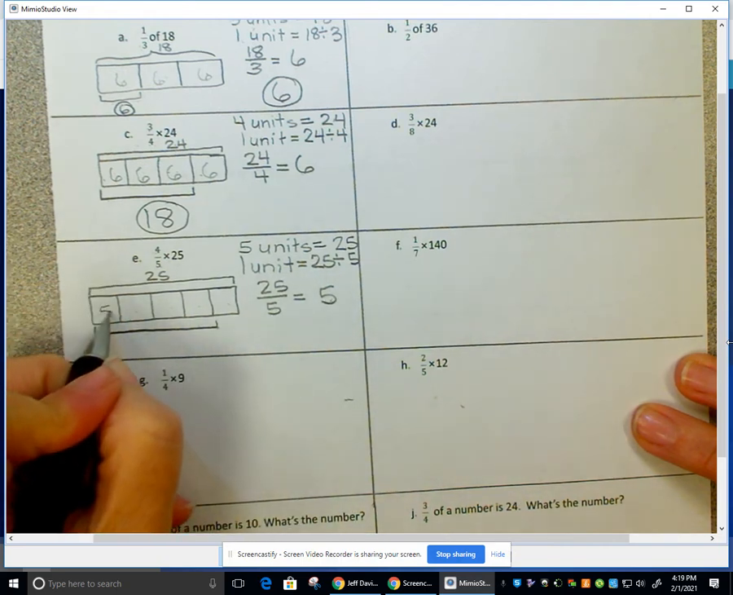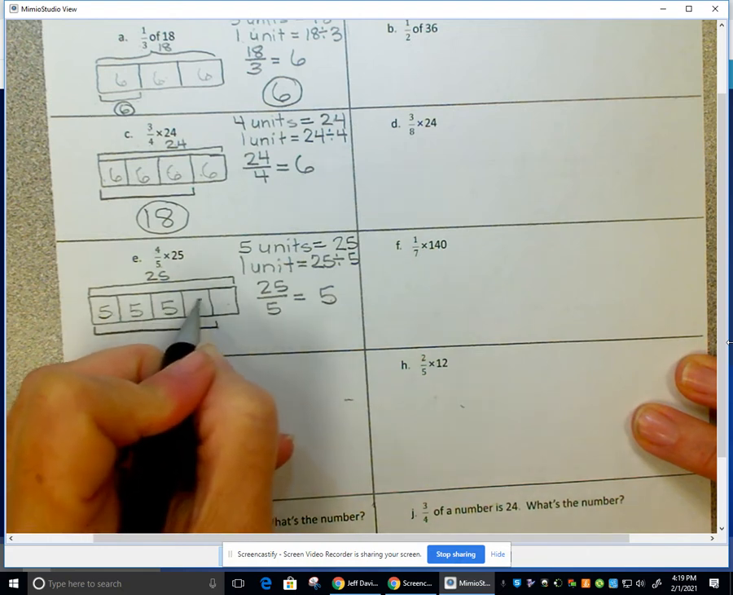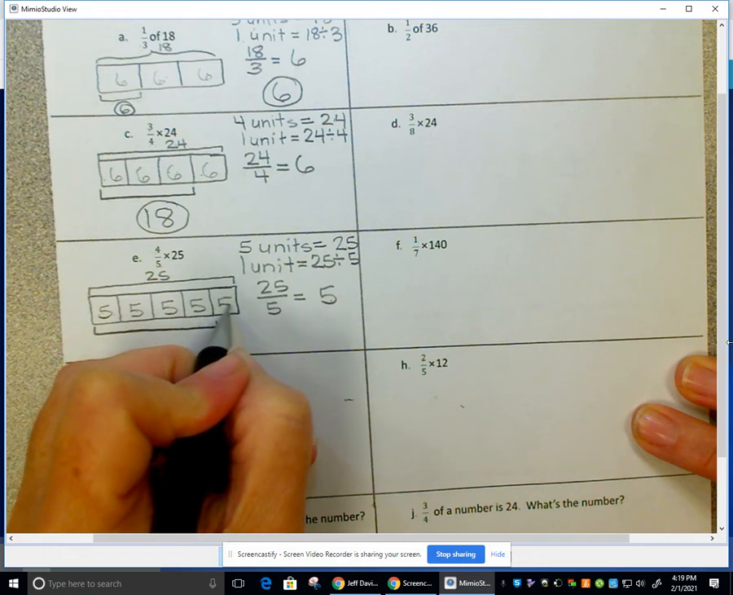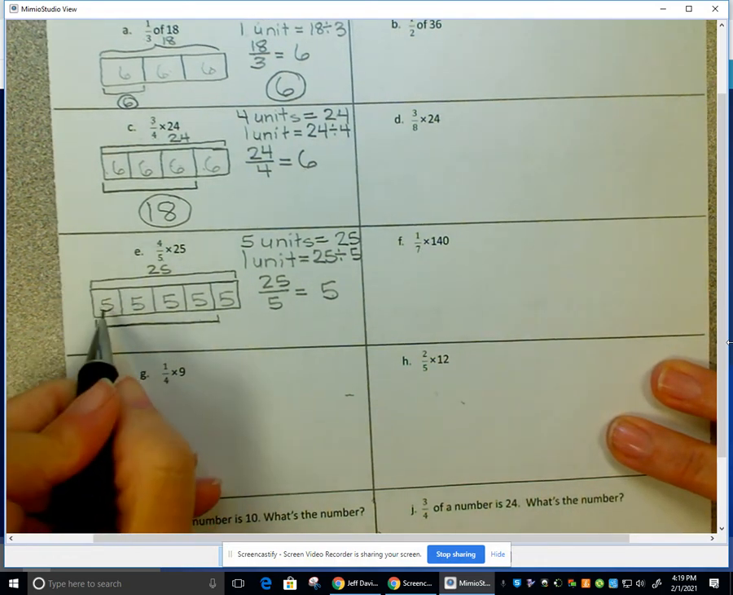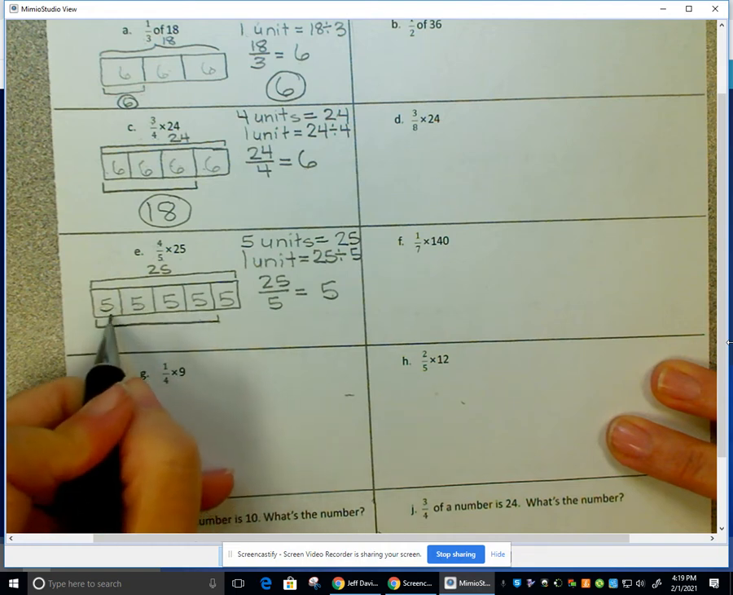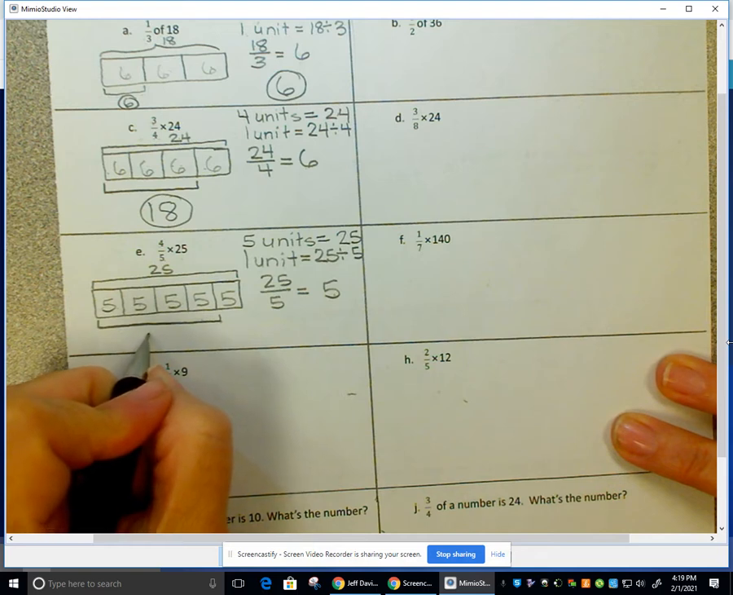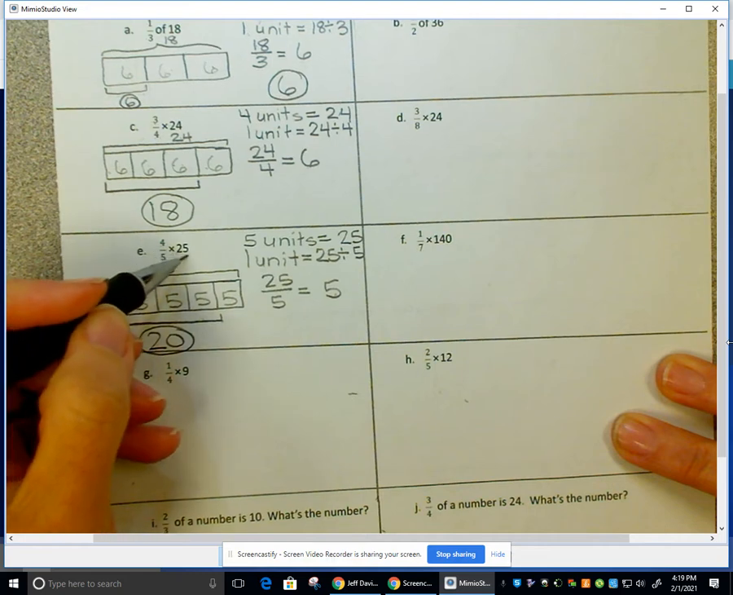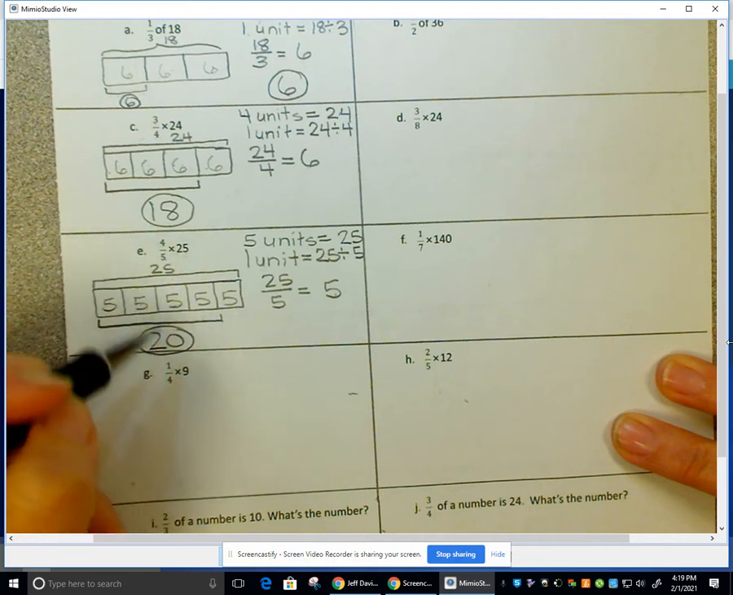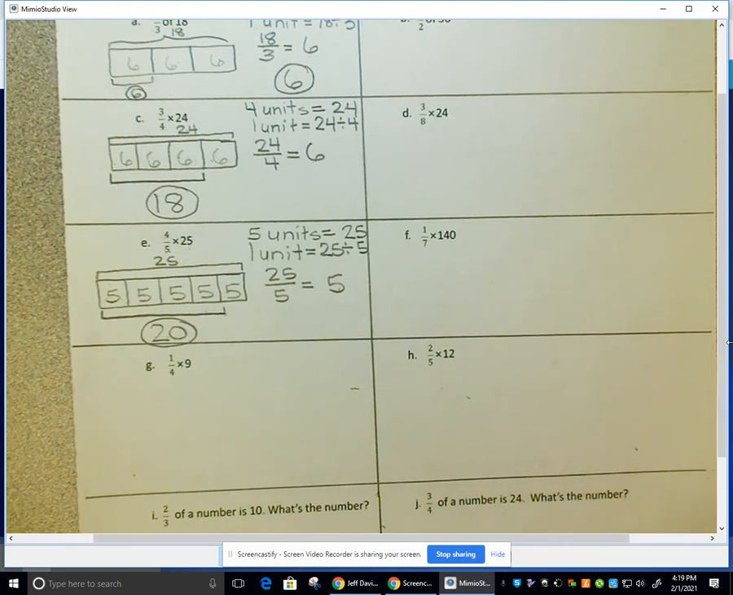So this unit is 5, this unit is 5, this unit is 5, this unit is 5, and this unit is 5. So if I put my 5s together, 5, 10, 15, 20, then my answer is 20. So 4/5 of 25, or 4/5 times 25, equals 20. So here we're just basically looking at it in a model form.